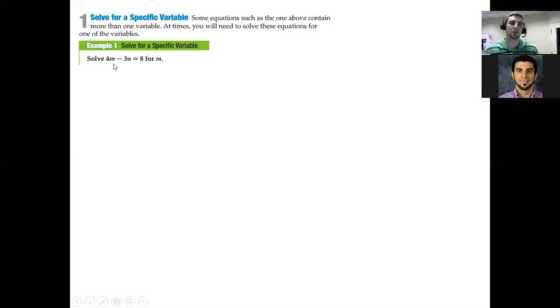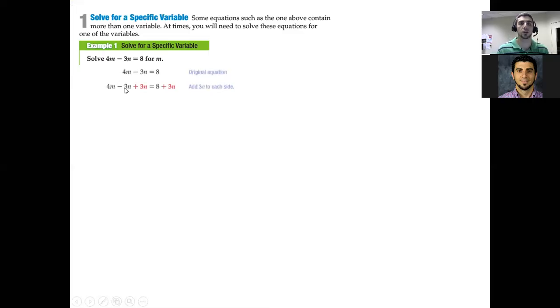All right, so we want to solve 4m minus 3n equals 8 for m. Notice there's two variables, m and n. So you have to pay attention to which variable they are asking you to solve for, and you just follow the steps for solving an equation like you normally would. Pretend like everything else is the same. To get m by itself, we need to isolate m. We need to get rid of the 3n and the 4.